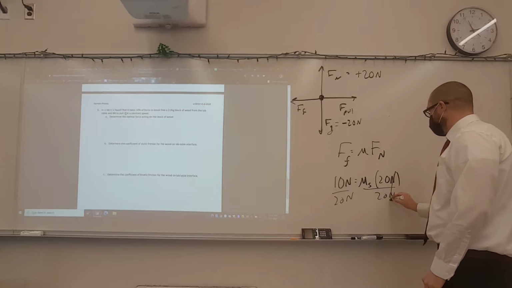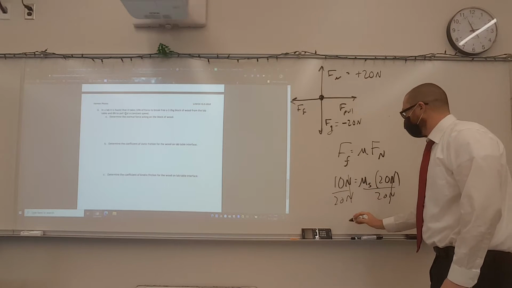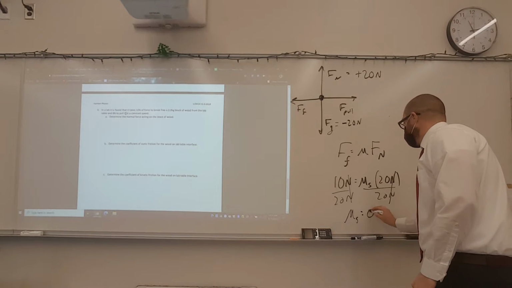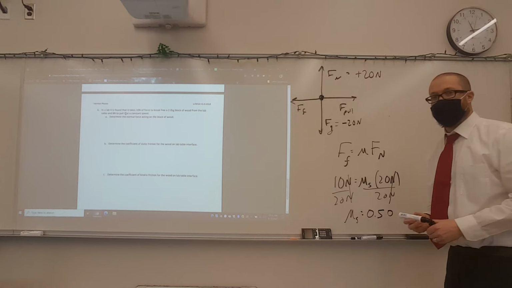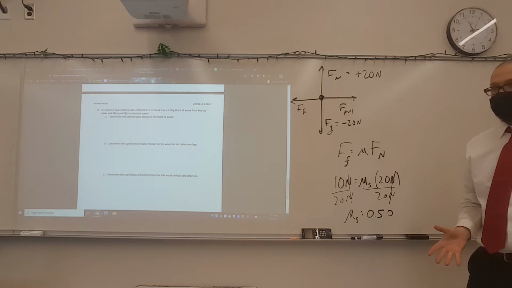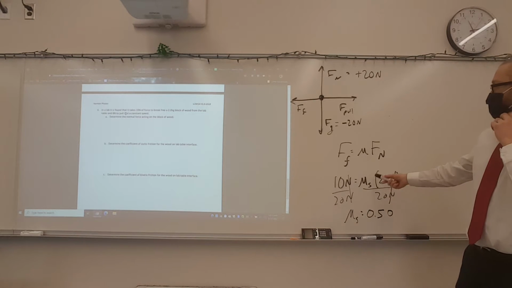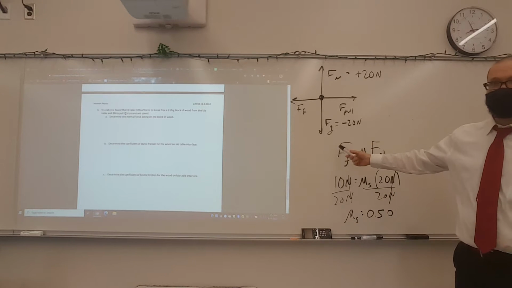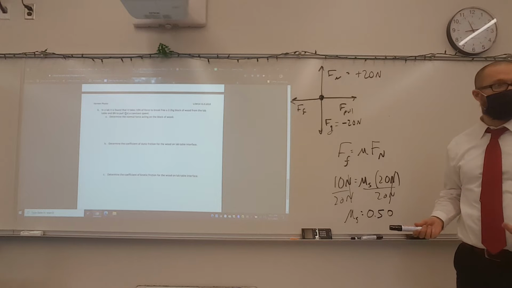Right? Divide both sides by 20. The units cancel, and you get a coefficient of static friction equal to 0.50. There's no units on that. Basically, the way you read a coefficient, it's like the percentage of the normal force. So the force of friction is half of the normal force, basically.